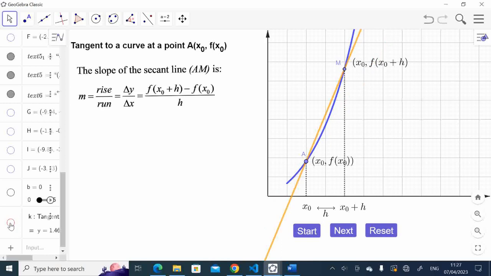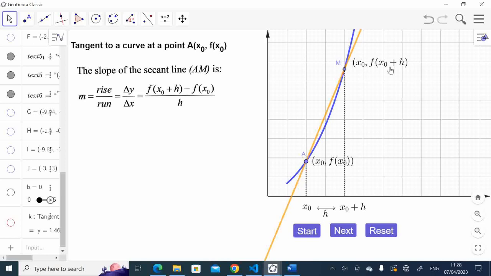In order to find the equation of this tangent, let us remove the tangent for now. I am going to start with a secant line, passing through point A and another point M that is h far away from point A. So the distance between A and M is h. The first point A has abscissa x0, and the point M has abscissa x0 plus h, for a certain positive value h. So the point M has components x0 plus h, f of x0 plus h.